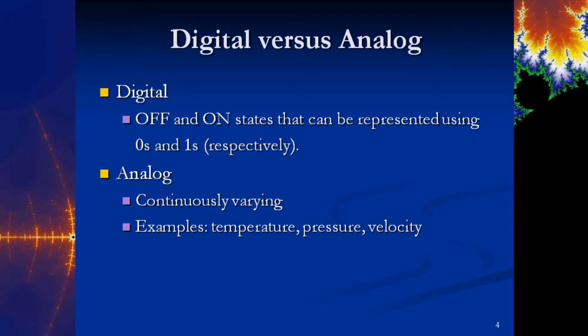This may look familiar to you. These are slides from the very first lecture from chapter 1. And so if we just take a step back and look at both systems, digital uses on and off states that can be represented using zeros and ones respectively. Okay, analog is continuously varying, and so the temperature outside, the temperature inside, the air pressure, the pressure inside of some system, the velocity with which some object is moving.